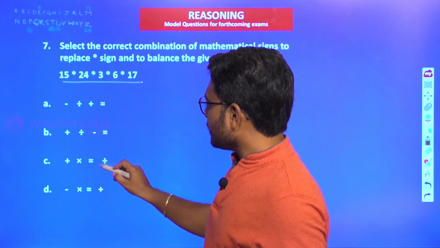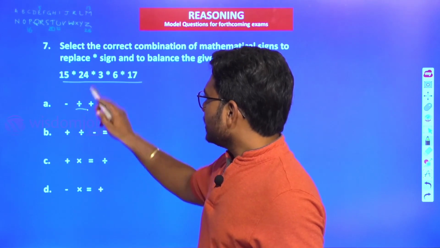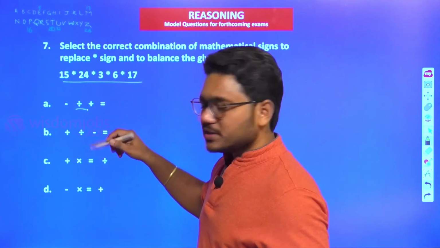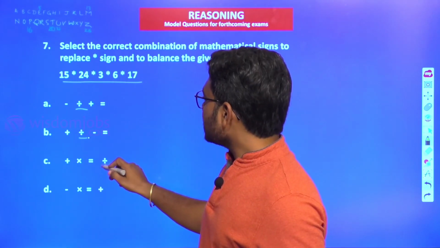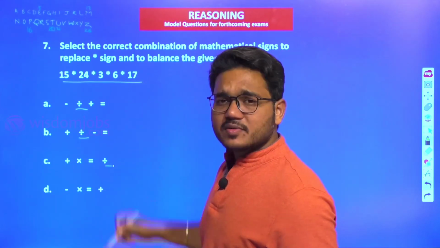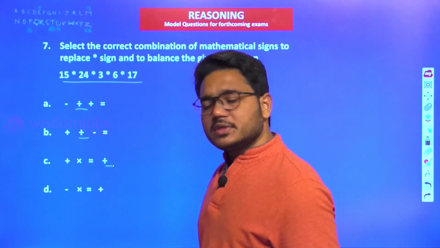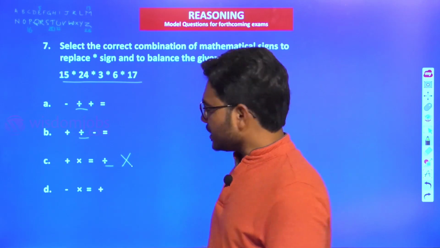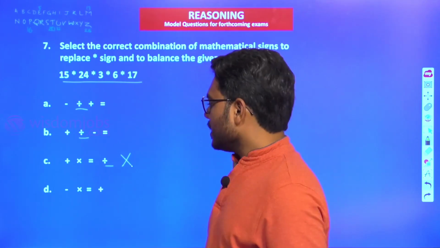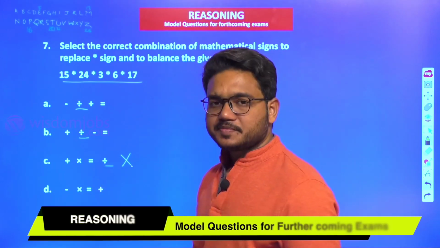Suppose division is available here. Is it applicable here? 24 by 3 is suitable, good. So this is also suitable. Then division here, 6 divided by 17. So obviously we should not go with this option. 6 divided by 17, so we can easily eliminate that option. Then we don't have any division here.